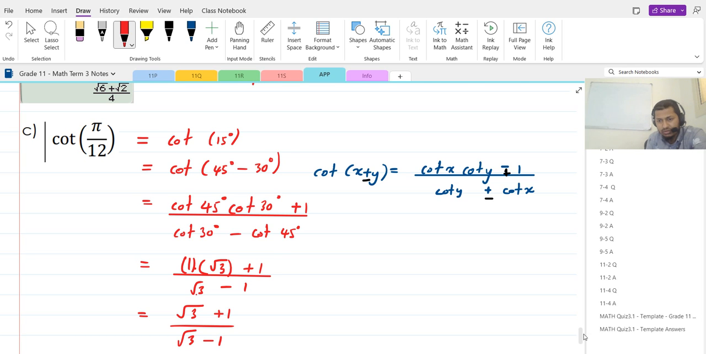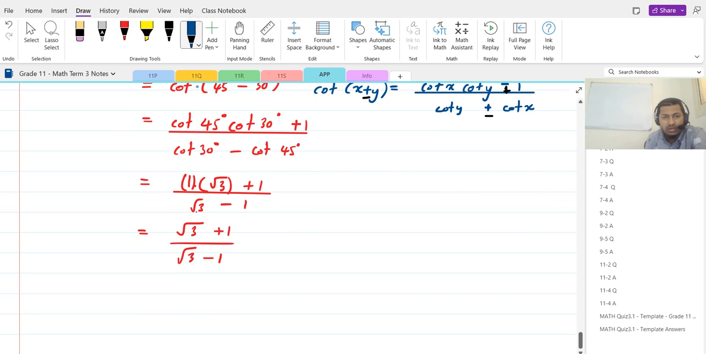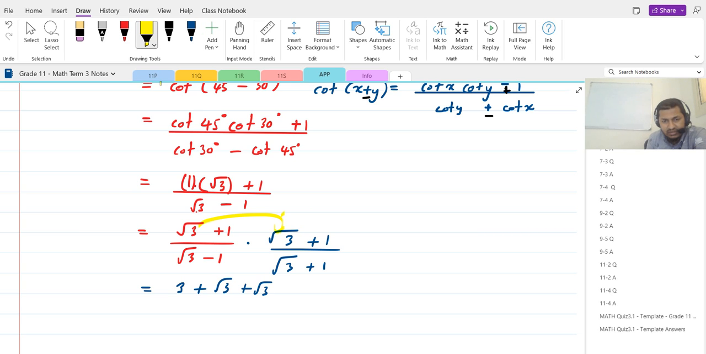The calculator will not give you this answer because it will ask you to rationalize. So you will multiply by the conjugate, root 3 plus 1 over root 3 plus 1. Right, so now root 3 times root 3 is 3. Root 3 times 1 is root 3. 1 times root 3 is root 3. So basically I'm just doing products, because remember, there's imaginary parentheses around this. Why? Because you are multiplying two terms with two terms.